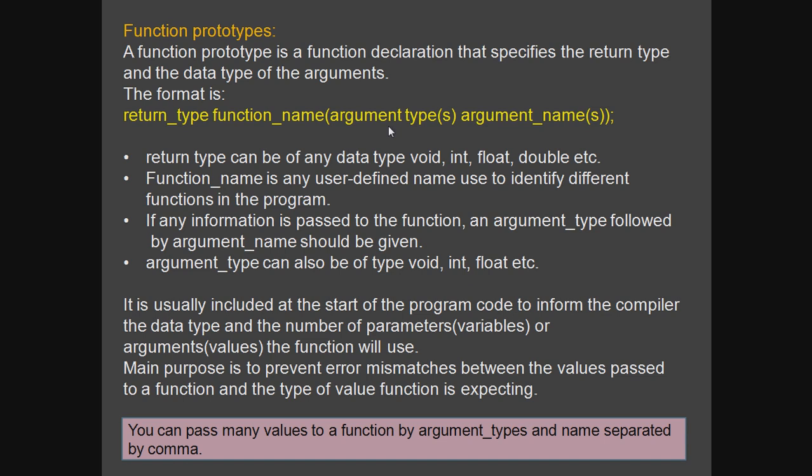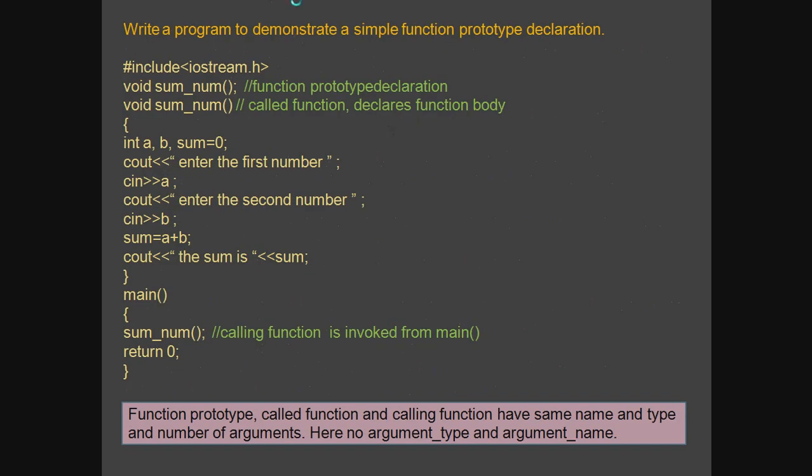So there are a lot of minor details which you need to know in function prototype. The main concept of function prototype is only calling function, called function, and function prototype. But within that, there are lots of topics which you need to know one by one. So like I said, if you understand this function chapter very nicely, then C++ programming will become very easy for you. Clear? So now a program to demonstrate a simple function prototype declaration. So here you have the header file declaration. As you can see here, void sum underscore num.